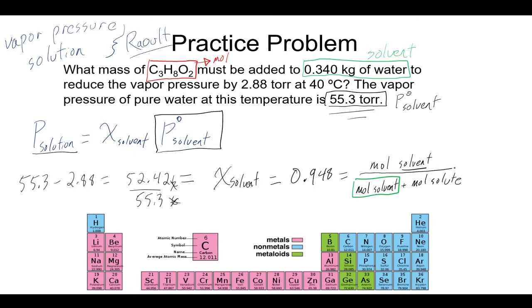So let's plug in what we do know. And what we do know is the moles of solvent. This 0.340 kilograms of water is 340 grams of water. And I can divide that by the molar mass of water, 18.02 grams per mole. And I get a number of moles of water of 18.868 moles.